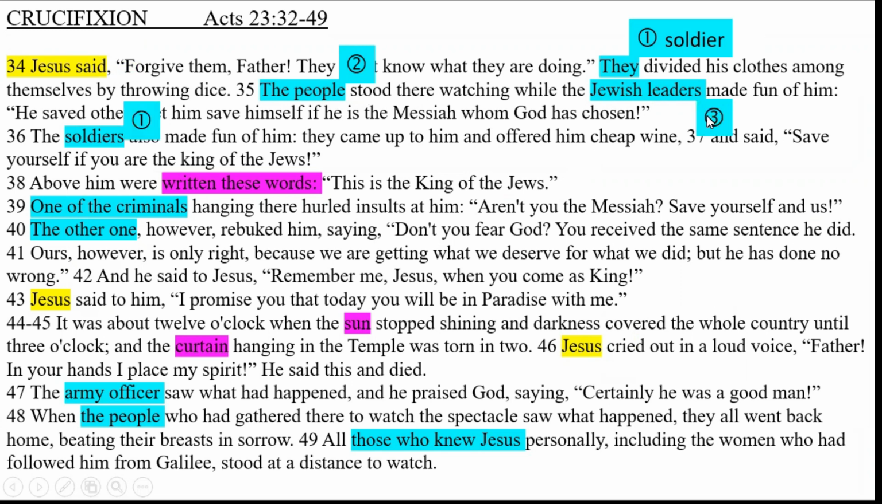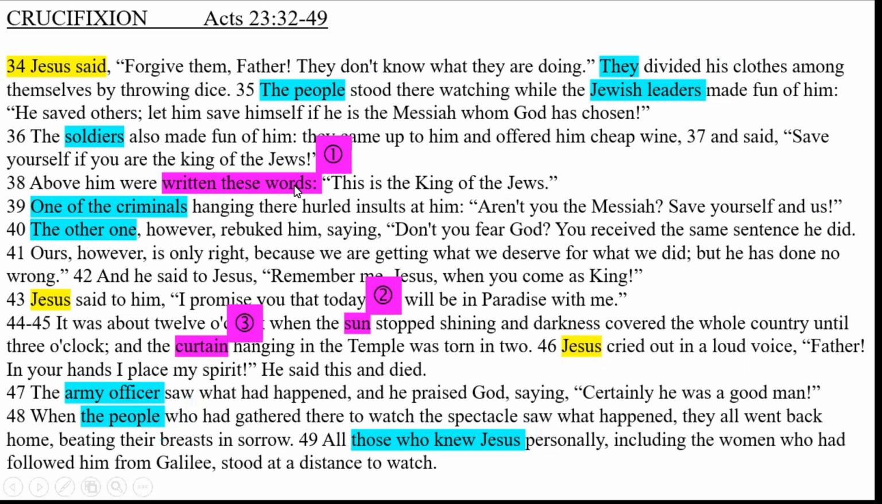Next, we have the Jewish leaders, and then the soldiers are being repeated again, so I put it as number 1. We have 2 criminals there, number 4 and 5, criminal 1 and criminal 2. We also have the army officer and those who knew Jesus, inclusive of his disciples, the women who knew him, and they are standing quite a distance away. So this one, number 2, is again the same crowd of people as we have seen in front. So there are 7 groups of people in this scene.